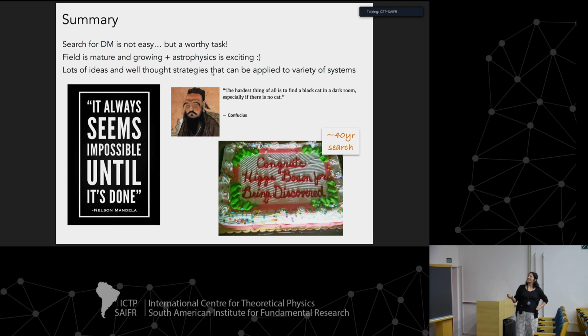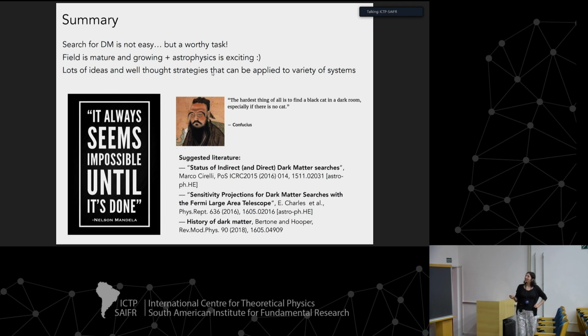Right, so this is one thing. You could look at it optimistically, that it always seems impossible until it's done. And indeed, to discover the Higgs, we waited 40 years. For dark matter, if we wait 80, it's just reasonable. But I also love this thing, that the hardest thing is to find a black cat in a dark room, especially if there is no cat. So I don't know in which of these minima we are at the moment, but I think it's fun to do it.